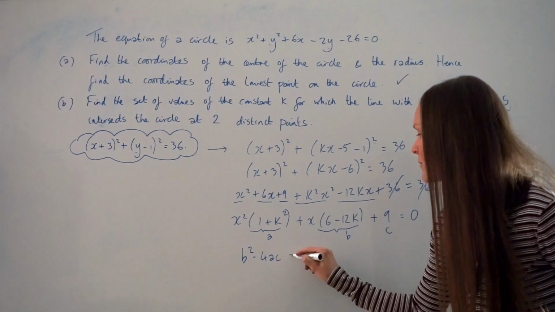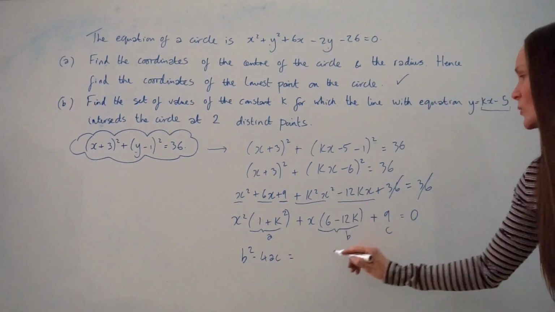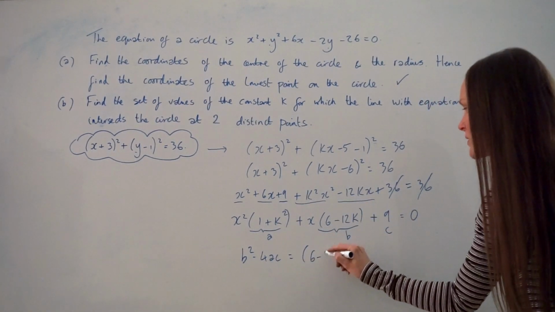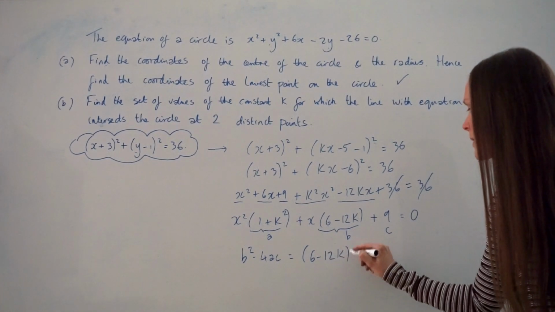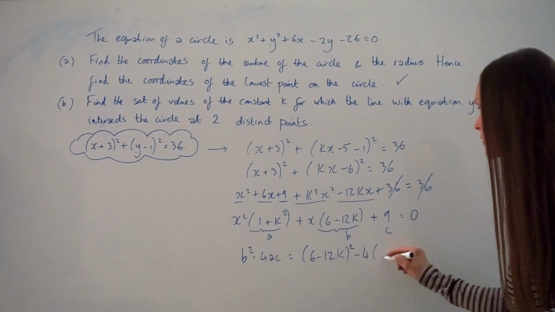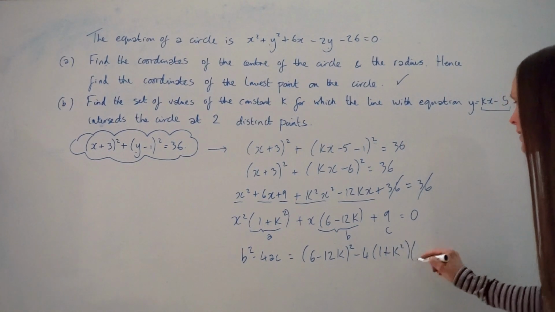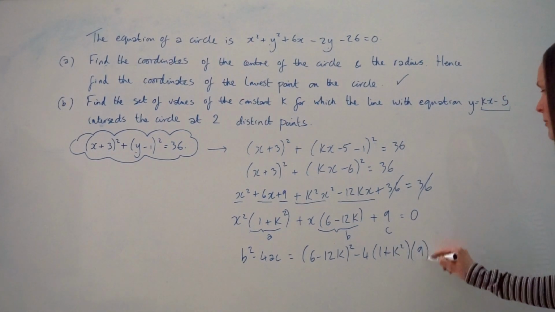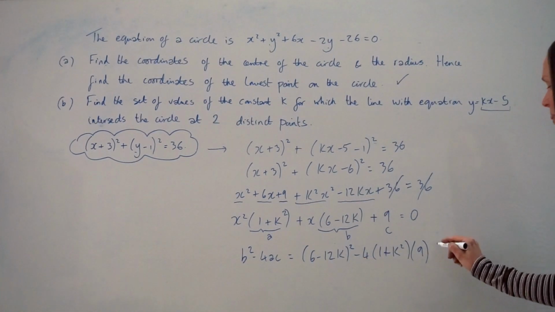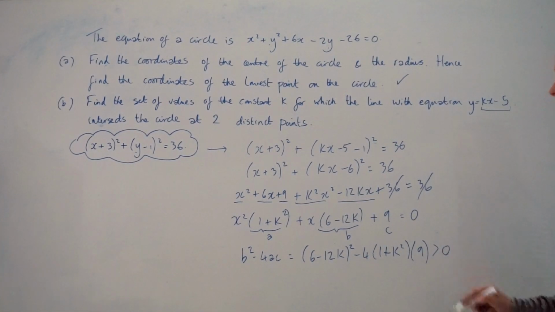Okay, so if I take my value of b here, I need to square it. So this is my b squared, minus 4 lots of a, which is 1 plus k squared, and multiply that with c. And remember, this is the discriminant, and this is going to be greater than 0 because the straight line intersects the circle in 2 places, okay?